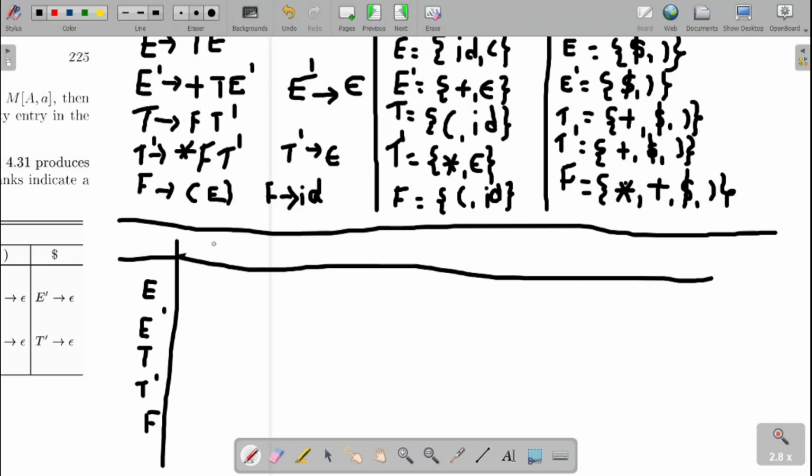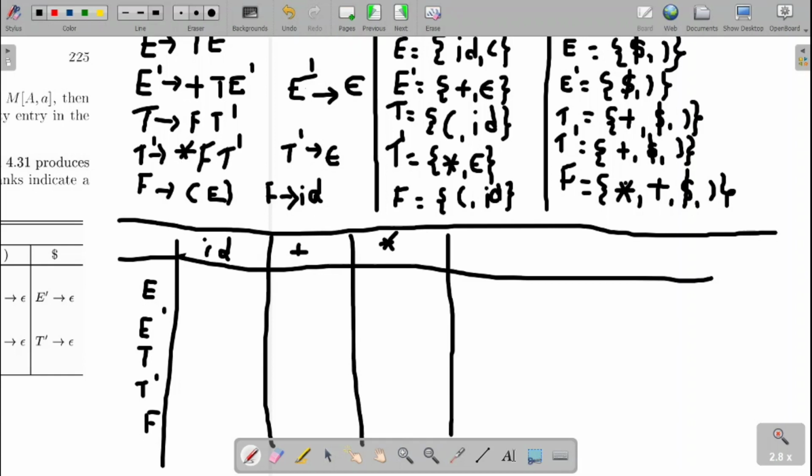The terminals: the first one is ID. Look here at how many terminals we got; that is what we are going to write. ID, then the next one is plus, then star, then open parenthesis, then close parenthesis. Then the next one is the dollar that we have added here. So dollar will be written. Don't write the epsilon.